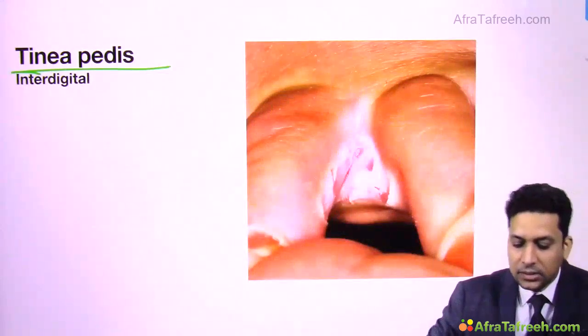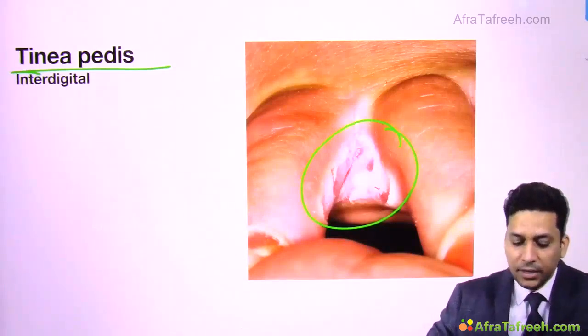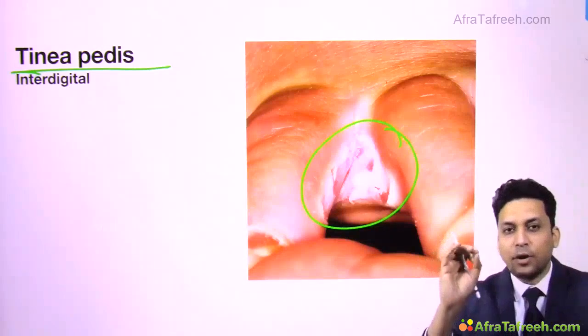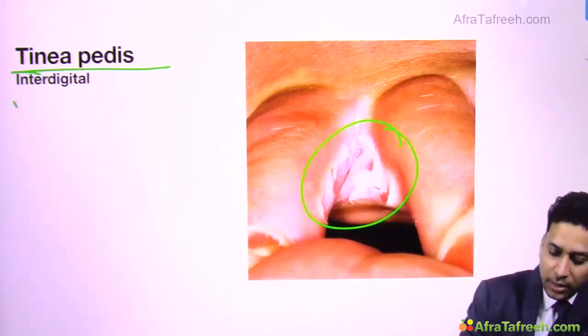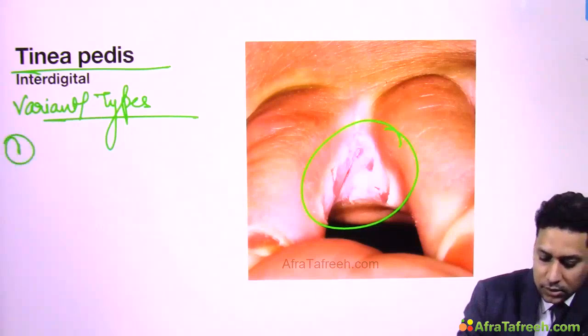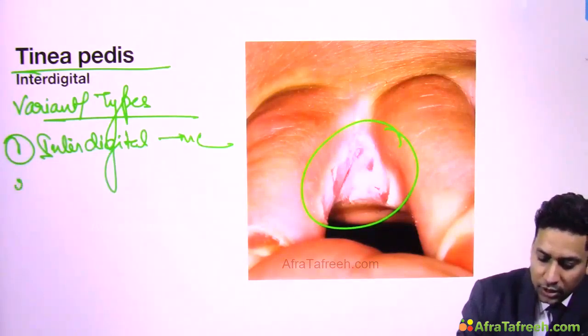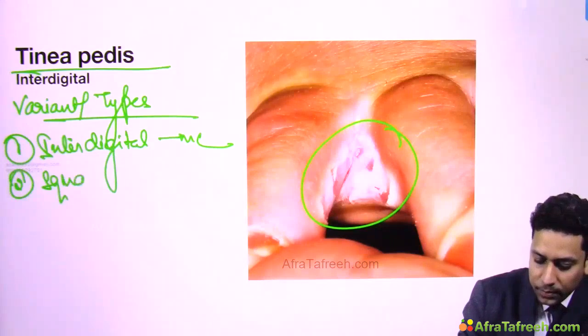Then tinea pedis, this is interdigital type. Okay, so you can see in between the digits, tinea pedis. Remember, tinea pedis is not very important, but there are few variants of tinea pedis, or simply the types. Like first is interdigital, as you can see here, interdigital type. This is the most common type, but there are few other types also, like squamous type.